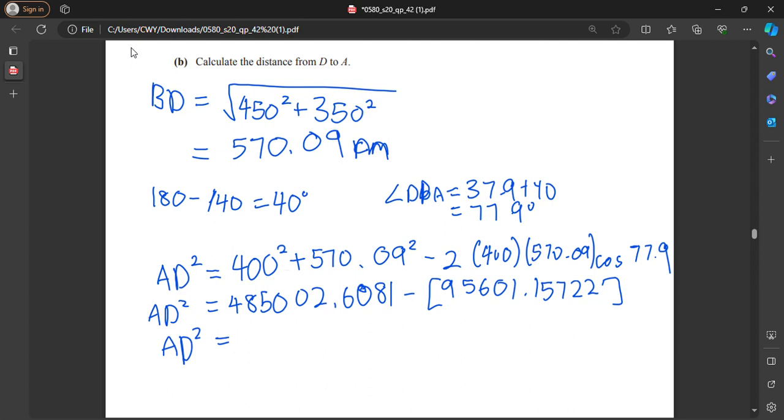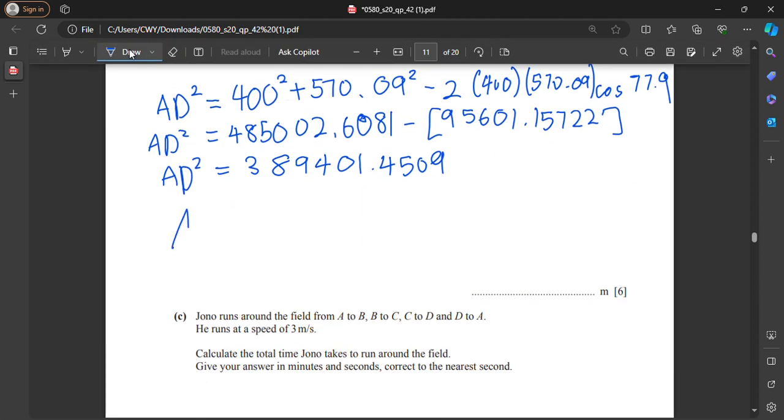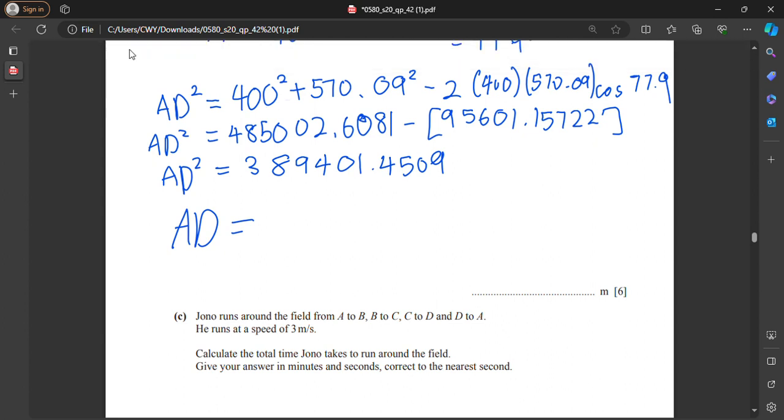So AD square is equals to 389,401.4509. So AD is equals to, square root it, 389,401.4509, 624.02 meters. That's your final answer.